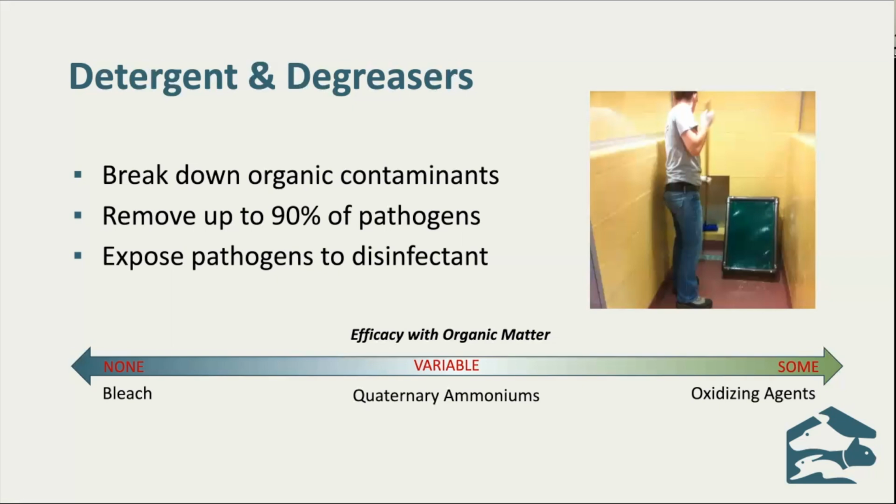Quaternary ammonium compounds are somewhere in the middle. There are a wide variety of these disinfectant products. Some of them have some activity in the presence of a little bit of organic material, a little bit of contamination of the kennel surface, but it really is variable and not reliable. And then on the other end of the spectrum, we have oxidizing agents, things like hydrogen peroxide-based products and potassium peroxymonosulfate. These products usually maintain some level of efficacy in the presence of organic contamination. Again, it's going to vary, and if our goal is to completely disinfect the surface, we want to be sure that all that organic material is removed so the disinfectant has its best chance of being effective.